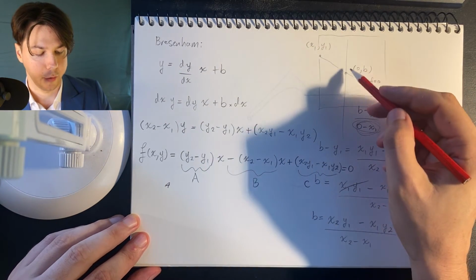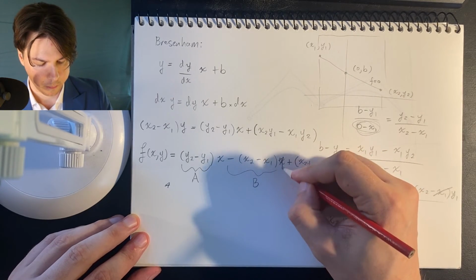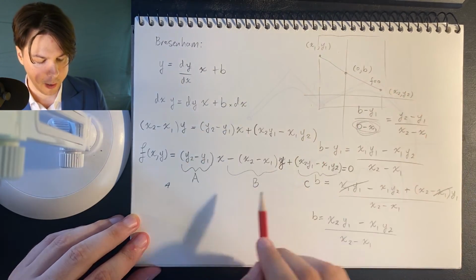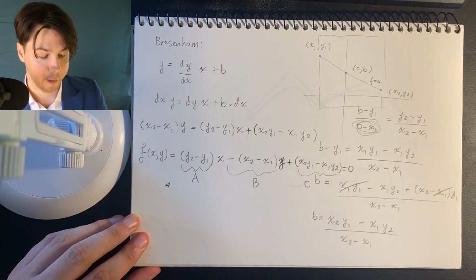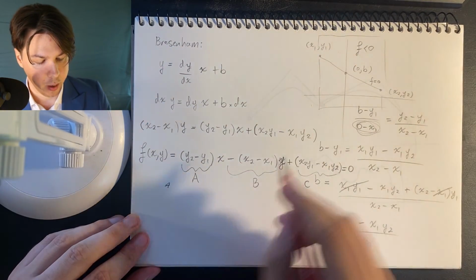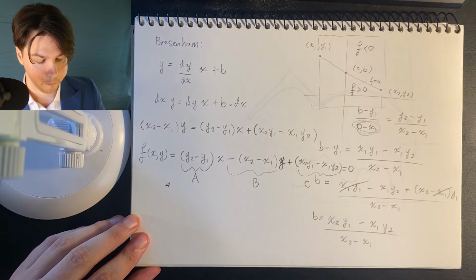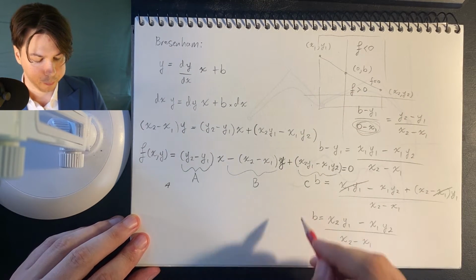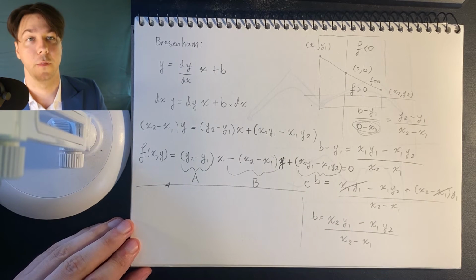everywhere y is above the line, whoops, that should be a y there, shouldn't it? Everywhere a y is above the line, this expression here will be making the whole f negative. So here we have f less than 0, and everywhere y is below the line, we have f greater than 0.